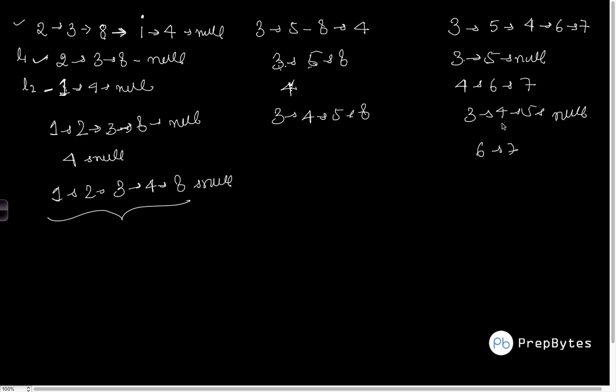Now for 6, is the right place between 3 and 4? There is no point of checking between 3 and 4 because 4 is anyway going from here, which means that this particular thing will lie somewhere after 4 only. So I check between 4 and 5. Is it the right place? No, because both of them are smaller than 6. So now let's go ahead.